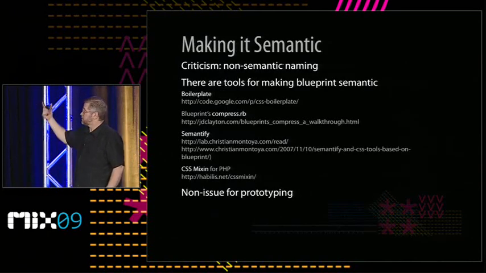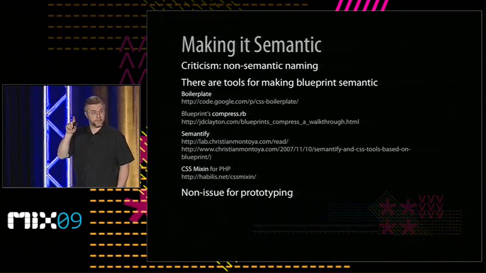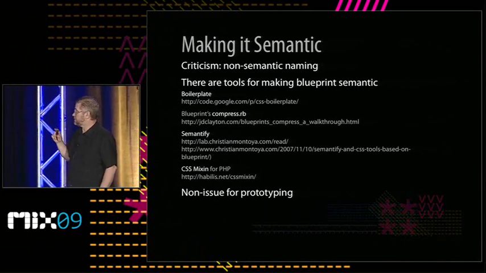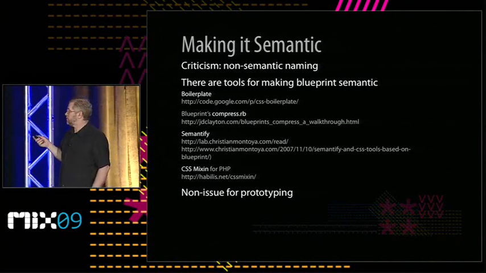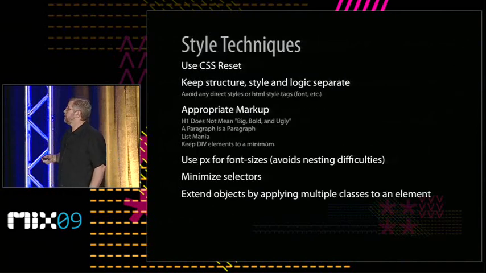And this gets into that whole semantic and non-semantic issue, and I've got a list. There's a thing called Boilerplate, and Blueprint's compress.rb, where you can substitute semantic names during that process. There's something called Semantify, and there's the CSS mix-in that I talked about for PHP. So those are all options. In some sense, it's a non-issue for prototyping, although if you really have to take the prototyping code and immediately turn it into production code, then it is an issue.